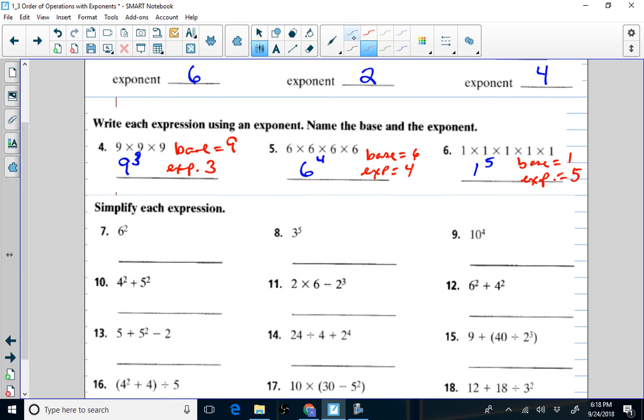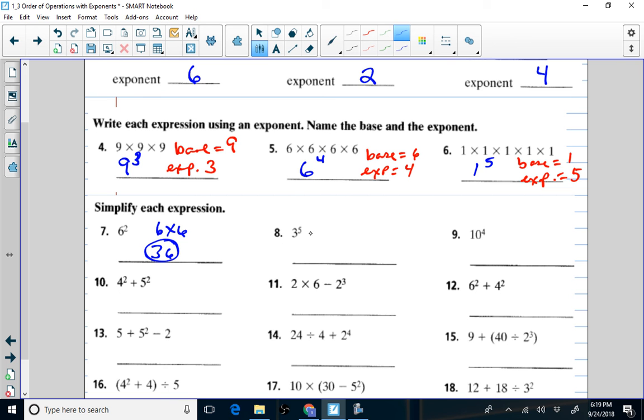Right? If I continue with these examples, simplifying the expression using the exponent, I always like for my students to write the power as a product of its factors. So I would write this as 6 times 6, and then I'd evaluate it. It's going to be 36.